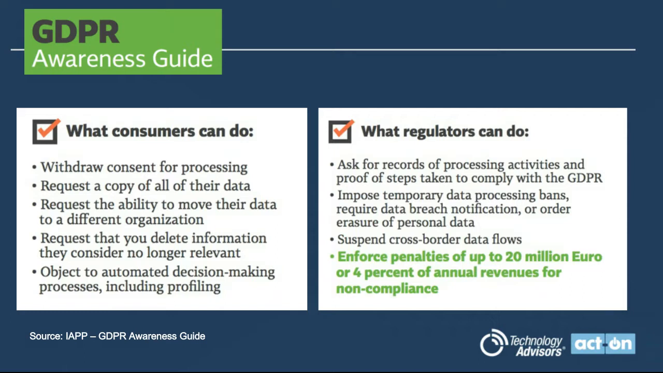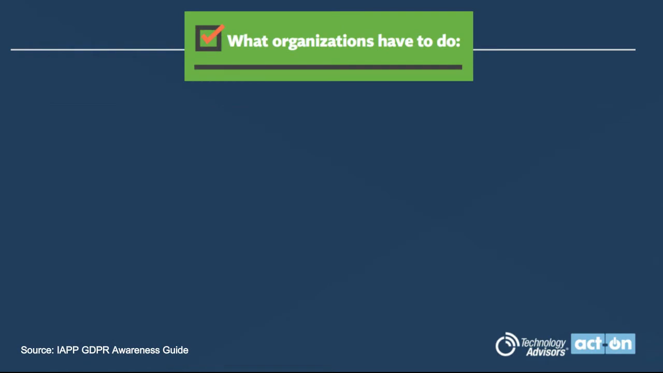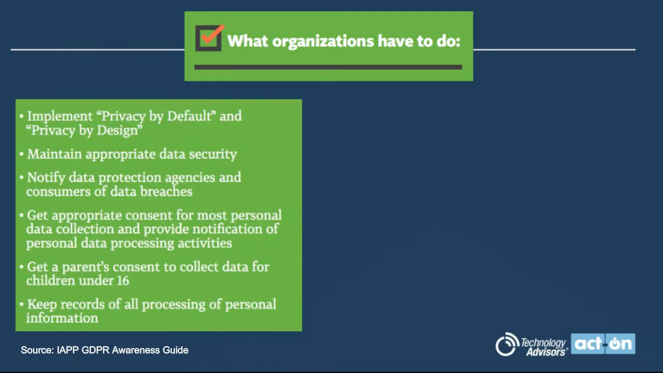So consumers have a lot more power. Regulators are going to have a lot more power than they currently do. So that's something to keep in mind as well. What organizations have to do, like ourselves on the phone here, is implement things like privacy by default and privacy by design, which are concepts that, if you are rolling out new products and services, you have to think about how your GDPR compliance requirements are going to be incorporated into those products and services. That's a pretty big lift if you are in the product development world.